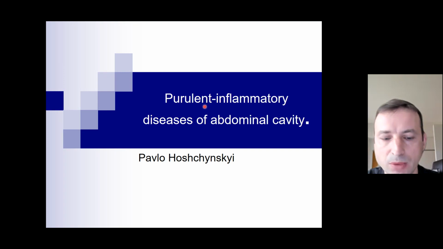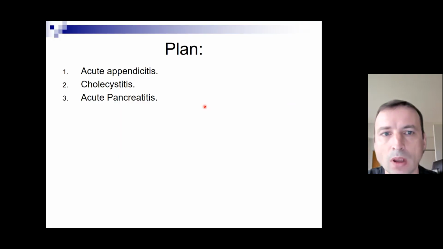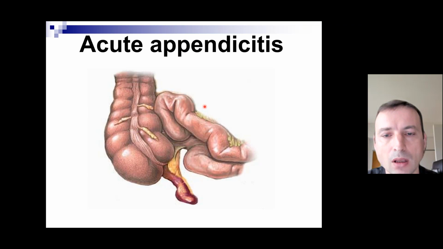Today you have a second lecture: purulent-inflammatory diseases of the abdominal cavity. The plan of our lecture includes acute appendicitis, cholecystitis, and acute pancreatitis. Acute appendicitis.